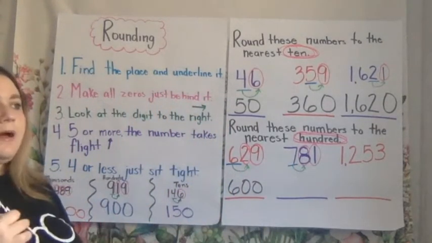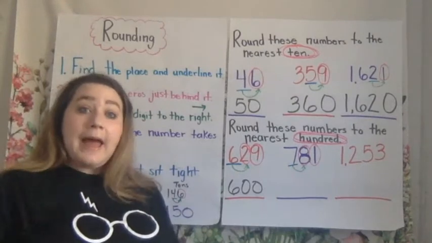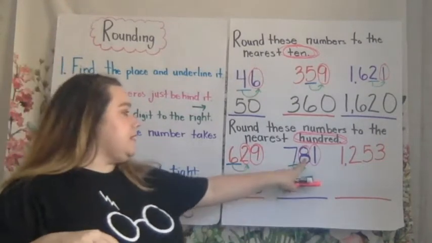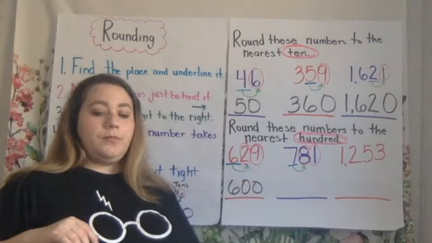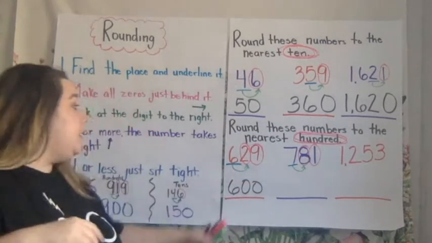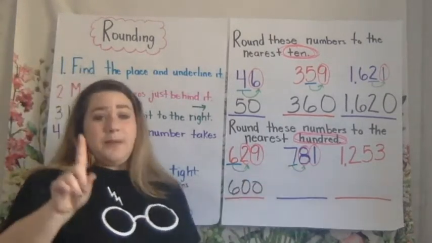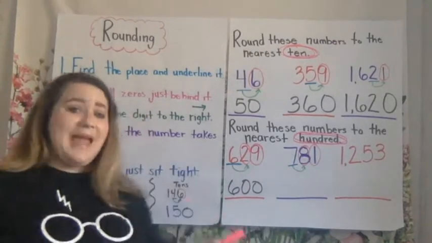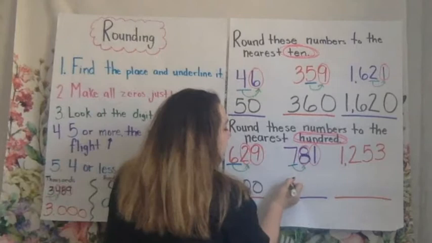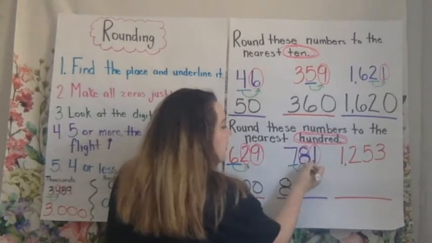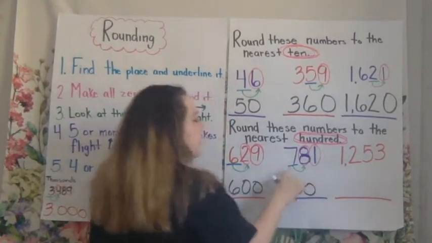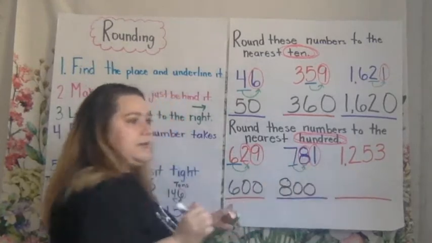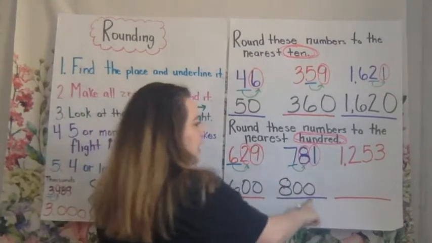Now we're ready to round. This number 4 or less, or 5 or more? This number 8. It's 5 or more. So I know the 7's going to go up by 1. What's 7 plus 1? 8. So I make my 8, bring my zeros down. 781 rounded to the nearest 100 is 800.